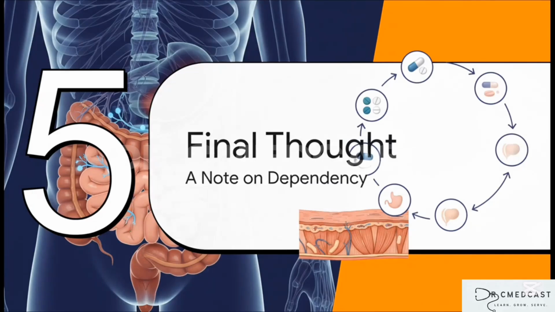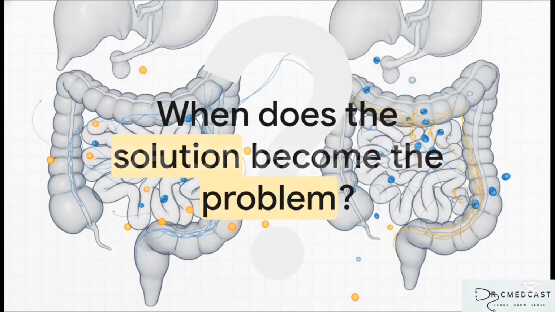Before we wrap this up, there is one last crucial concept we have to talk about that applies to all laxatives, but especially the stimulants, and that's the risk of dependency. And this is the question every single one of us has to think about. With long-term use, particularly of stimulant laxatives, the bowels can actually become lazy. They can lose their natural muscle tone and their ability to work on their own. The body essentially becomes dependent on the drug just to function normally.